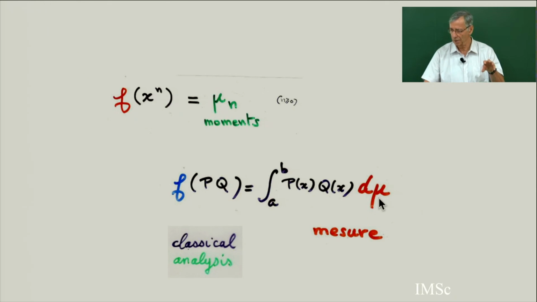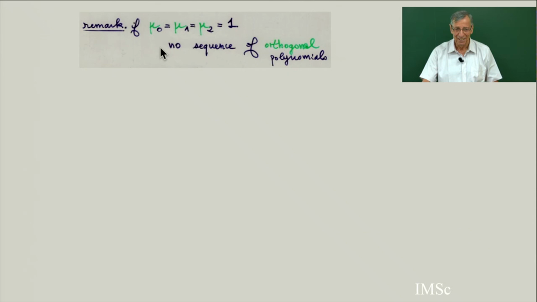But this we don't consider to interpret combinatorially. This is much better to go here. Maybe one day it will be possible to do this combinatorially, but for the moment we restrict to the moments. For example, if you take mu0 equal mu1 equal mu2 equal 1, then there is no sequence of orthogonal polynomial. So if you give me a sequence of moments, maybe orthogonal polynomials do not exist. There is a necessary and sufficient condition for the existence: the so-called Hankel determinants have to be all non-zero.